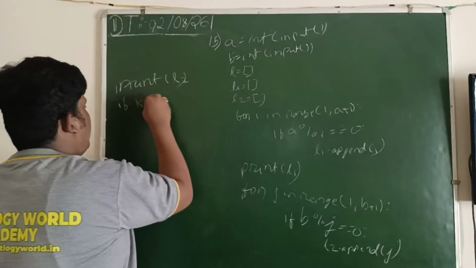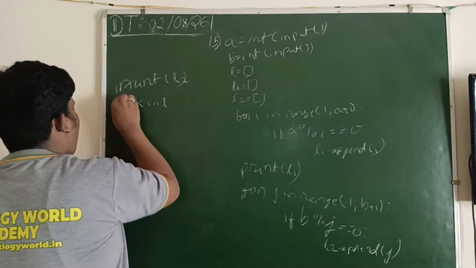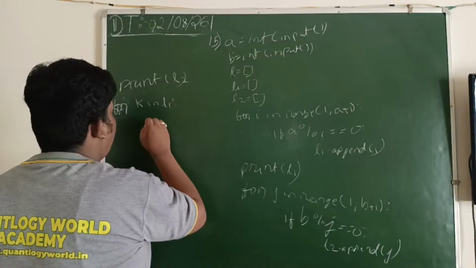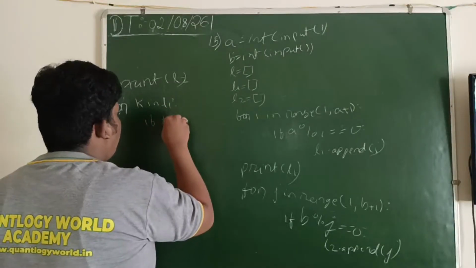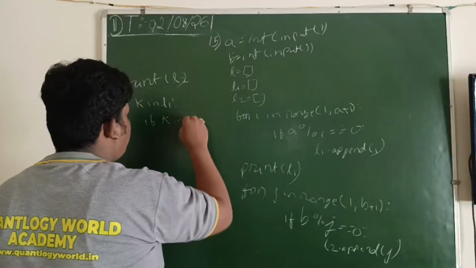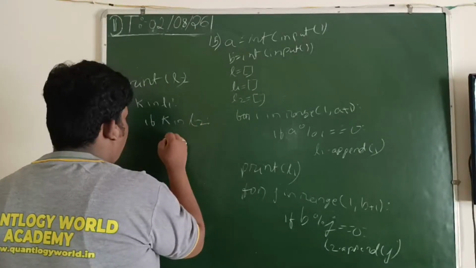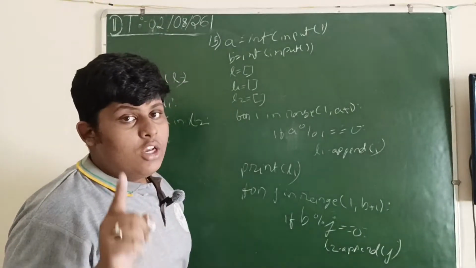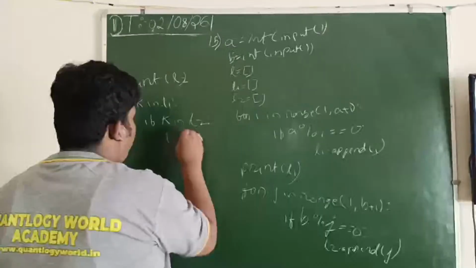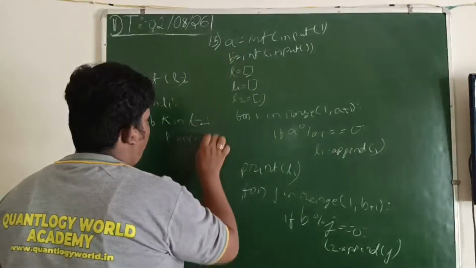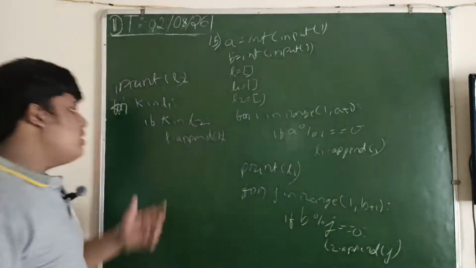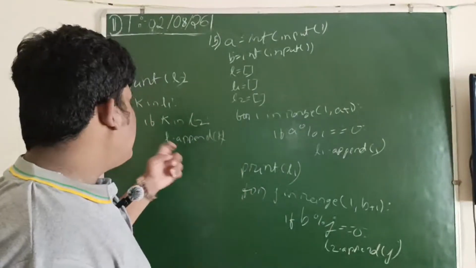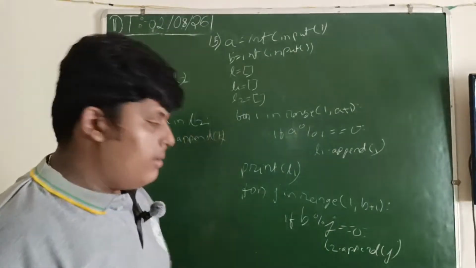For k in L1, if k in L2, then we'll append to L, means the list we have taken for assigning the common factors. L dot append k, means if the conditions are true, then k is a common factor of both a and b. So we are assigning L dot append k.